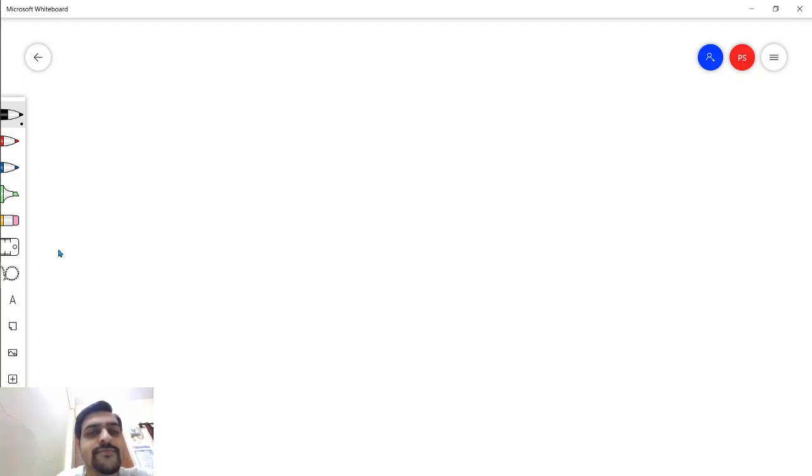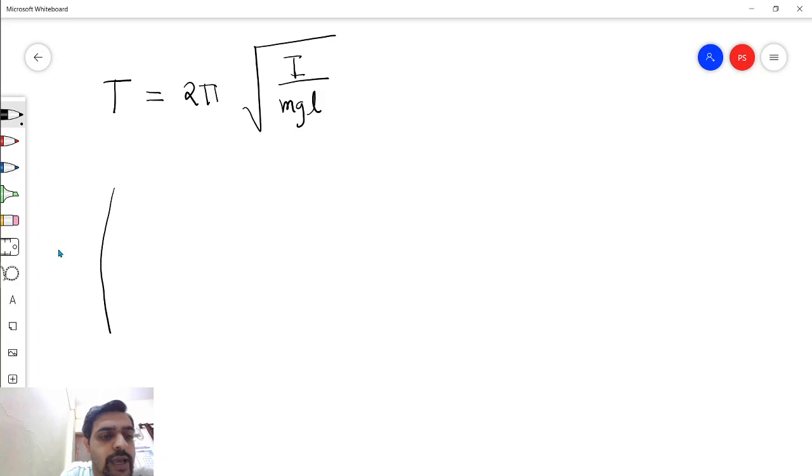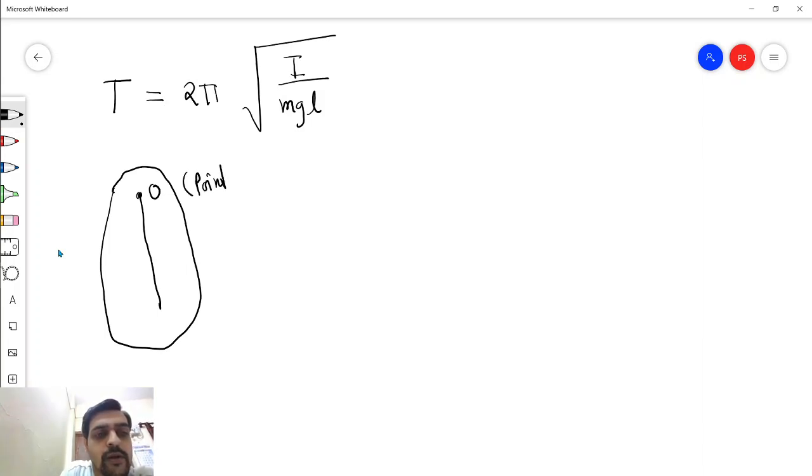So let us continue our discussion on the time period of a compound pendulum. In the previous lecture, we derived this formula which says T is 2π under root I upon mgl, where the L stands for the distance between the point of suspension and the center of gravity.